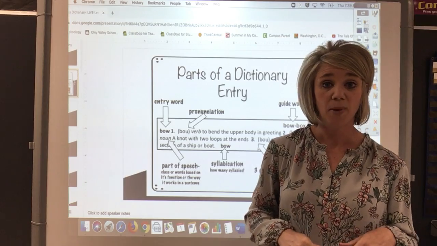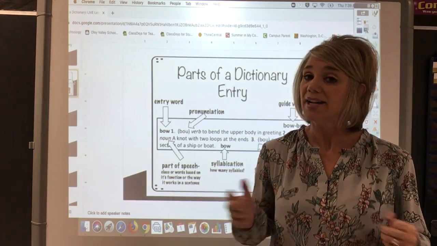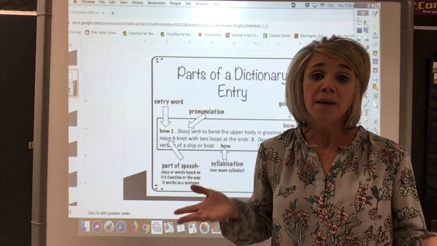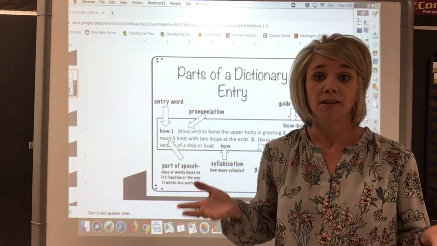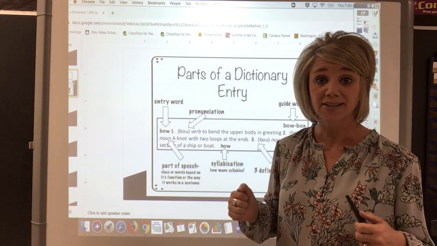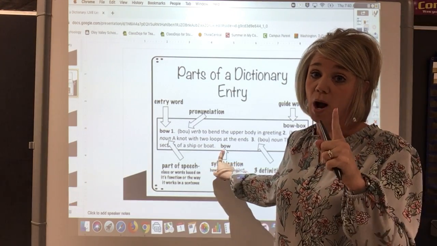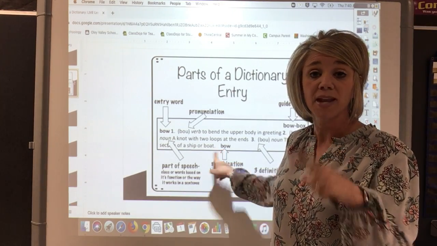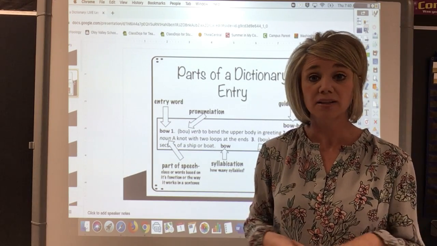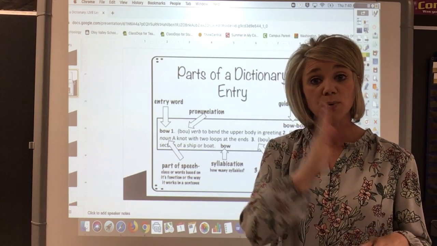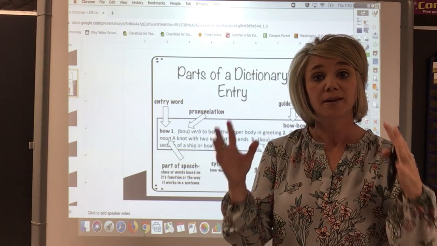Syllabication is another part of our entry. That's just a big word for how many syllables are in the entry word. In this case, bow is a very short word. It has one syllable. If the entry word has more than one syllable, you will see it broken into separate pieces.